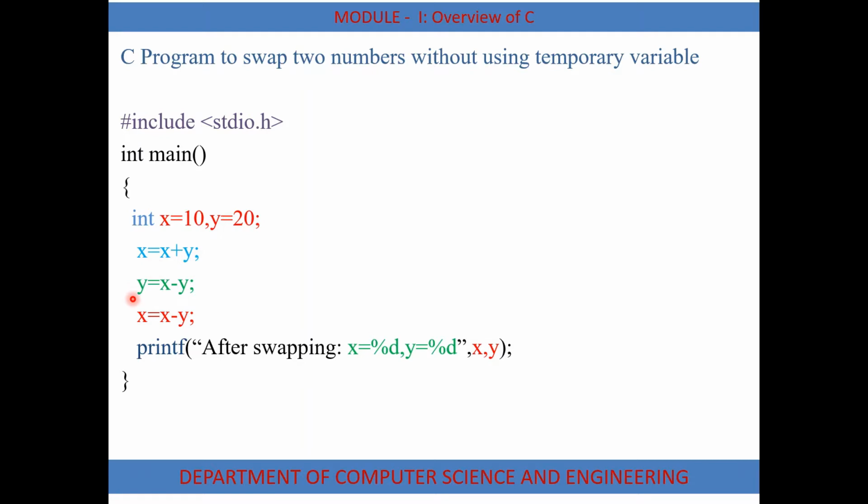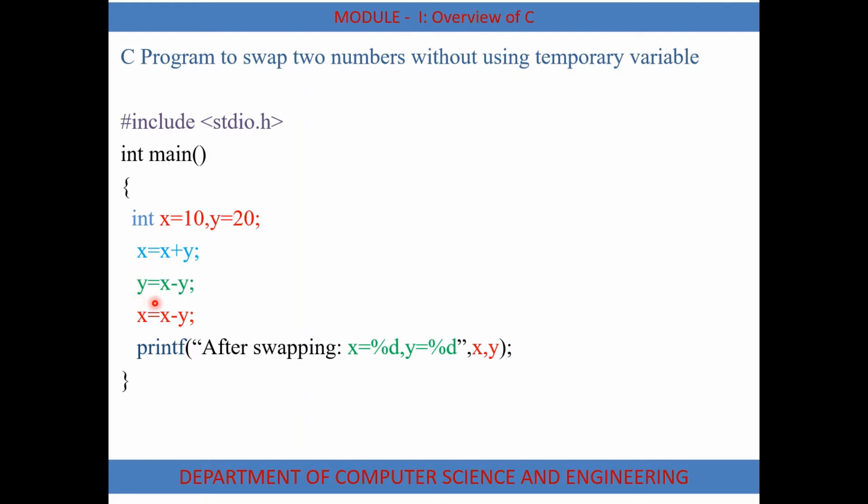Second, y is equal to x minus y. Initial value of x is 10, but here it is replaced by 30. See here, this is the initialization. X is equal to 10, y is equal to 20. See here we have added two numbers, x plus y, 10 plus 20, that is 30. Now this initial value is replaced by 30.